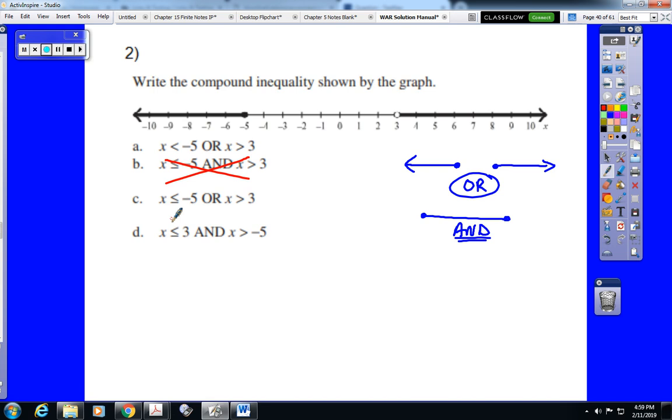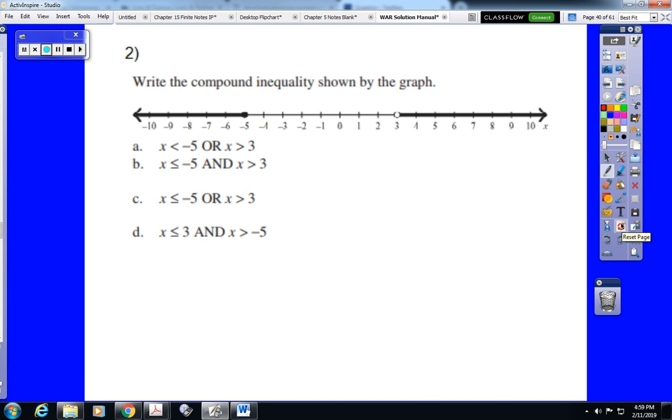Well, hold on a minute. That may not be true. Let me just forget about that, and let's reset this page and try that again. Let's just look at what we've got here, okay? We have 2 pieces to this. We have a closed circle at -5, and we're shading to the left. That piece there would be x is less than or equal to -5. So that eliminates a couple of these answers. That eliminates A and D.